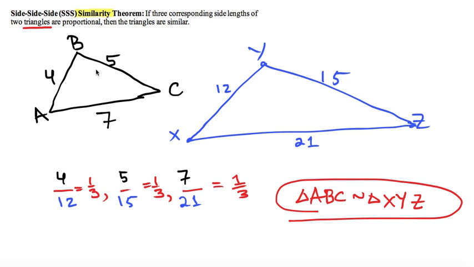So we don't know anything about these angles. We don't need to know anything about these angles. As long as the side lengths are proportional in a triangle, and this only works for a triangle, then it is sufficient for us to say that these two shapes are similar. They are the exact same shape, just different sizes.